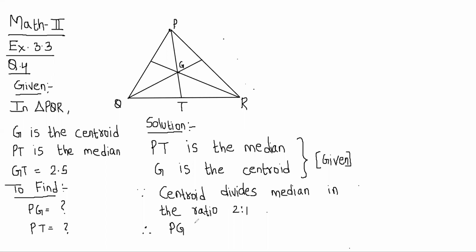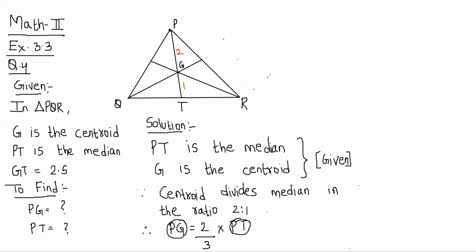PG will be, wait, अभी मत लिखो. PG will be what? PG is 2 part. I will write here, will write in the figure 2:1. So this is 2 part, this is a 1 part. So PG is what? That is 2 part. Out of what? Add karo ratio. So 2/3 into PT. In this, do you know the value of PG? No. Do you know the value of PT?